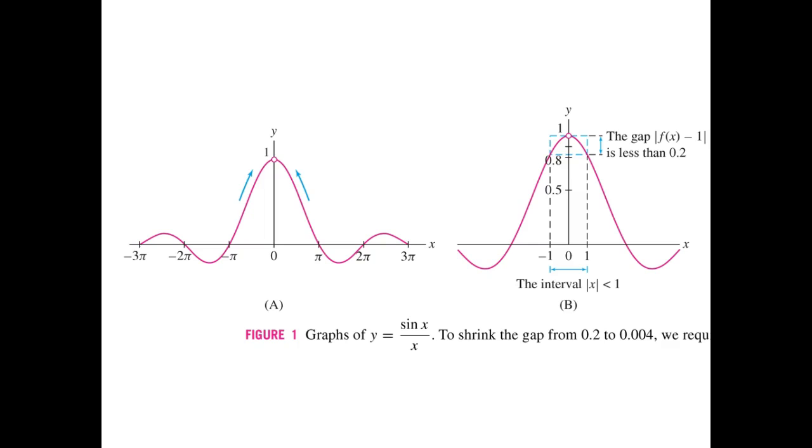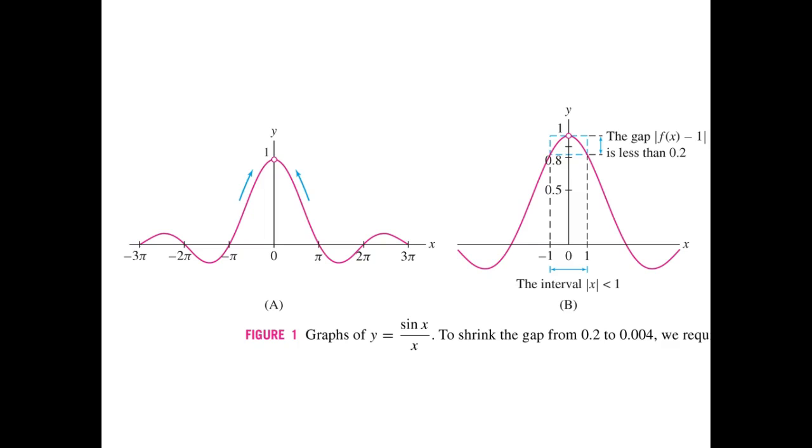So as x is getting closer and closer to 0, the f of x is getting closer and closer to 1. The gap, f of x minus 1, here is less than 0.2, and x is 1 unit away. The interval, absolute value of x less than 1, meaning that negative 1 less than x less than positive 1. If you're in this gap here, within 1 of 0, you're guaranteed that you're within 0.2 of 1. Okay?